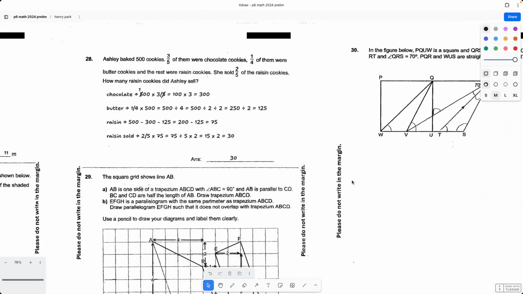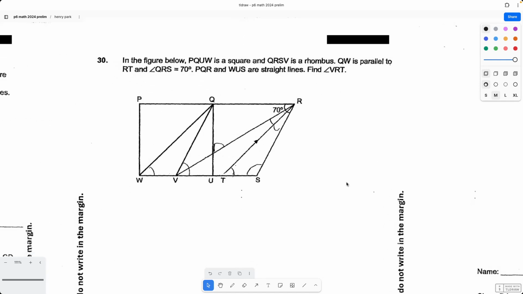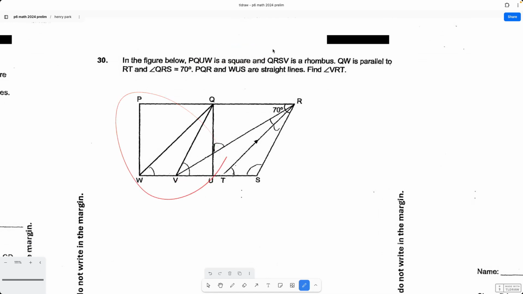That's how you draw these two shapes. Okay, lastly, question number 30 says here in the figure below, PQUW is a square. So you see a square over here, and QRSV is a rhombus. QW is parallel to RT over here. So that means that's a parallelogram. QRS is 70, and WUS is a straight line. Find VRT.